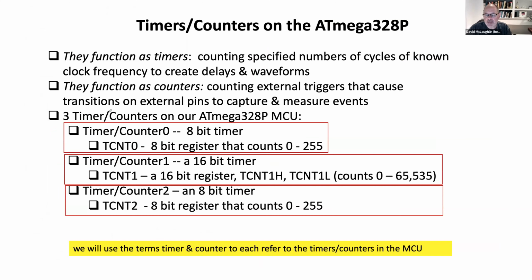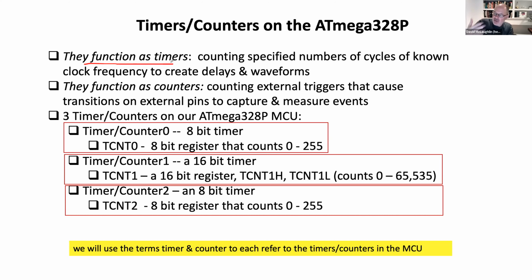So the timer counters on this chip function as timers. What does that mean? They keep track of time. And how do they keep track of time? Well, the chip itself doesn't know anything about time. It doesn't know what time it is. It doesn't have its own sense of time. All it does is count the number of times it does something. So it counts the number of clock cycles.